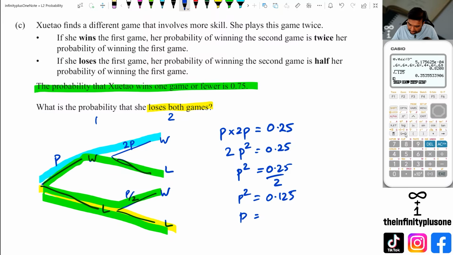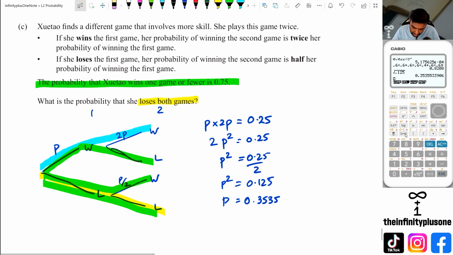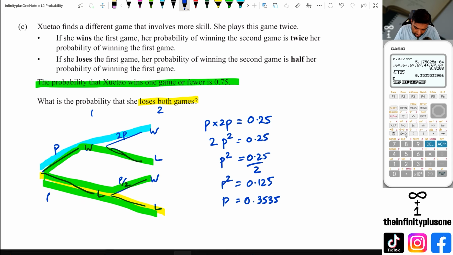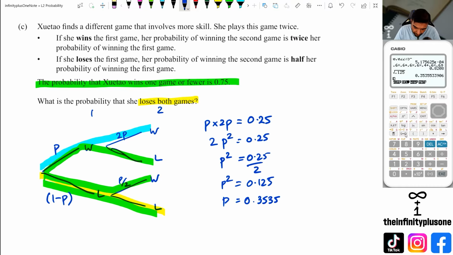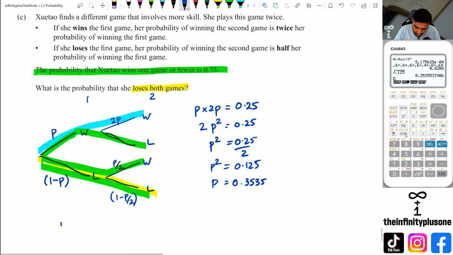Click on that. So that's going to be 0.3535. So if P is 0.3535, now I only have one issue. Hang on. Oh, this is going to be, okay. So this loss is going to be 1 minus P. And then the second loss is going to be 1 minus P over 2. So the probability she loses both games, which is loss, is 1 minus P times 1 minus P over 2.